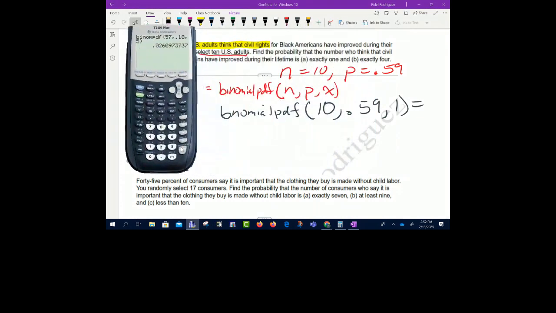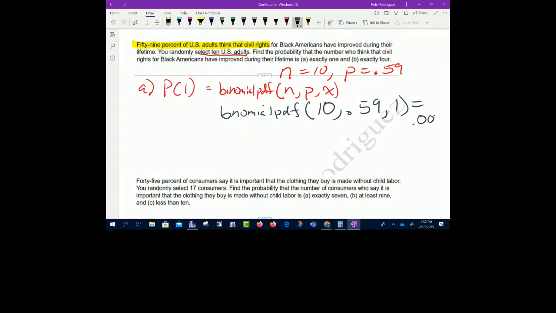So I'm going to go second entry, and it's going to change my numbers up here. Let's make that a 10. Let's make this a 0.59. And let's change that 5 to a 1. And we'll hit enter. And y'all, I'm coming up with 0.002.